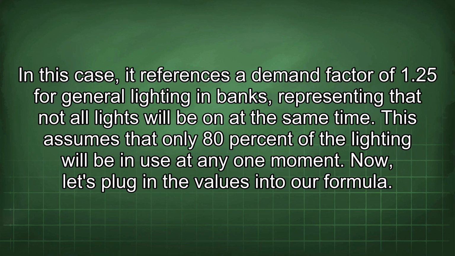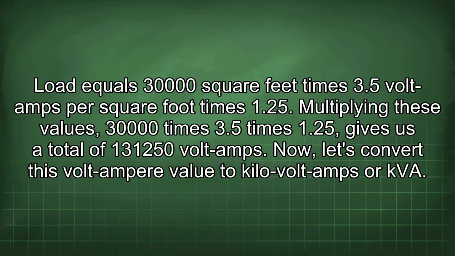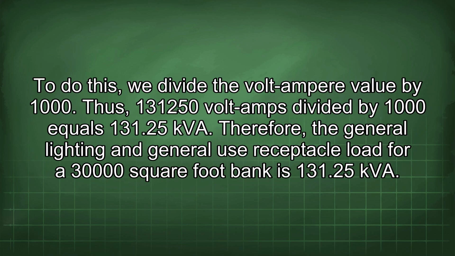Now let's plug in the values into our formula. Load equals 30,000 square feet times 3.5 volt amps per square foot times 1.25. Multiplying these values, 30,000 times 3.5 times 1.25 gives us a total of 131,250 volt amps. Now let's convert this volt ampere value to kilovolt amps or kVA. To do this, we divide the volt ampere value by 1000.